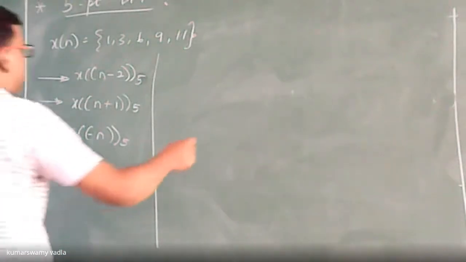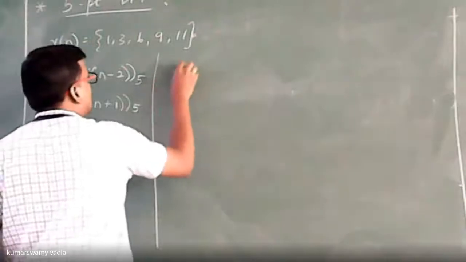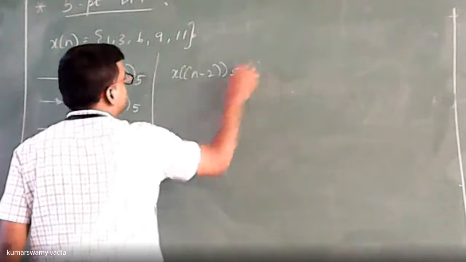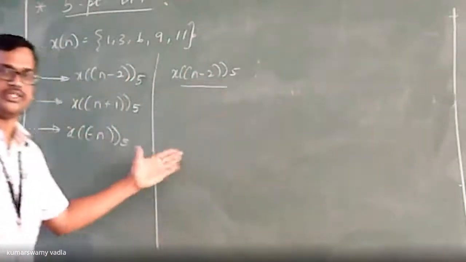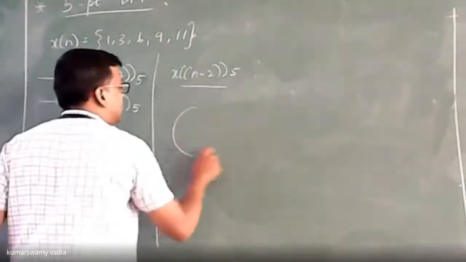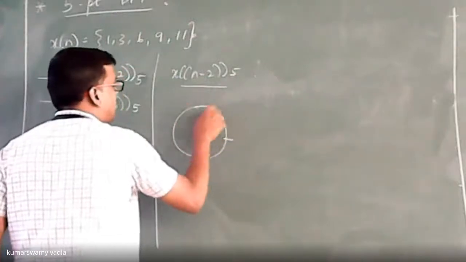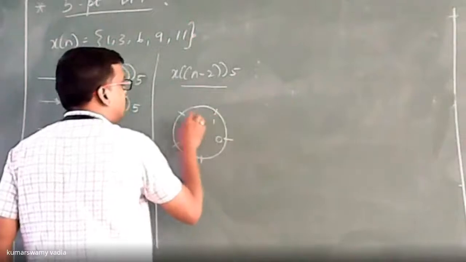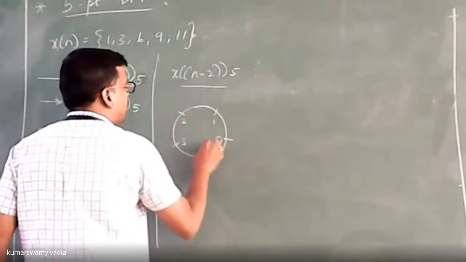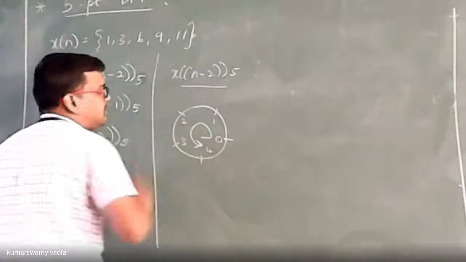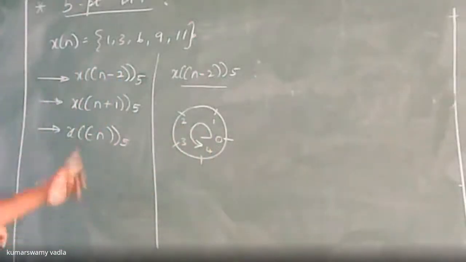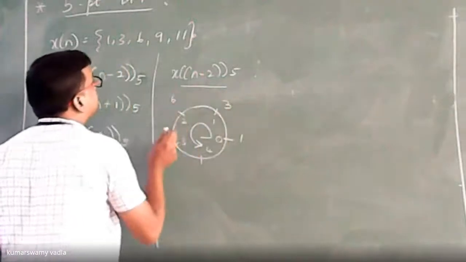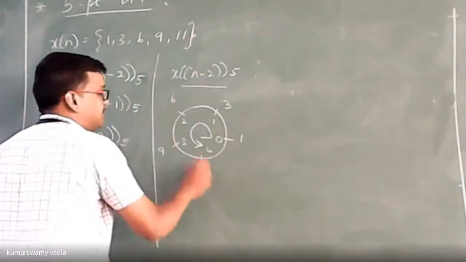Now, first let me write down the question to plot x of n minus 2 of 5. To achieve this, first I should draw the question. What is the question given here? 0, 1, 2, 3, 4. Like this. In anti-clockwise direction, you should write down the question first. What is that? 1, 3, 6, 9, 11.